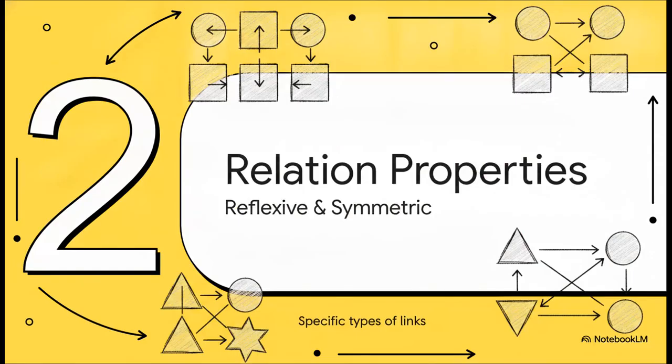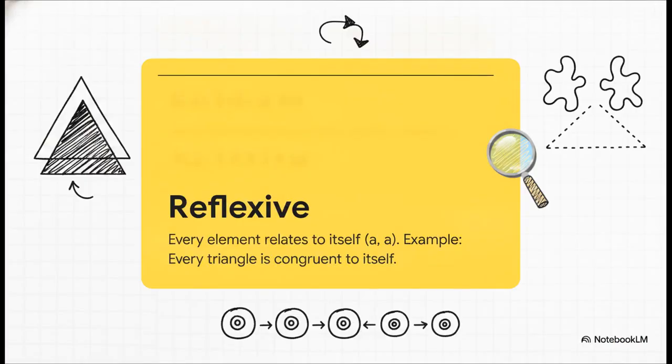Moving on to Section 2, reflexive, symmetric, and transitive. First up is the reflexive relation. This simply means an object relates to itself. Every element A pairs with A. A perfect geometric example is a triangle. Every triangle is, of course, perfectly congruent to itself. It's a fundamental mirror image relationship.